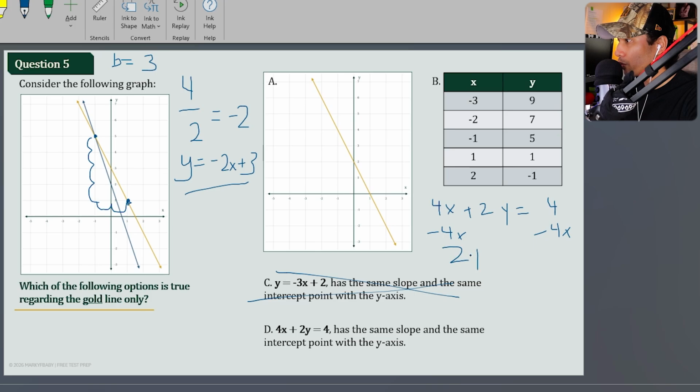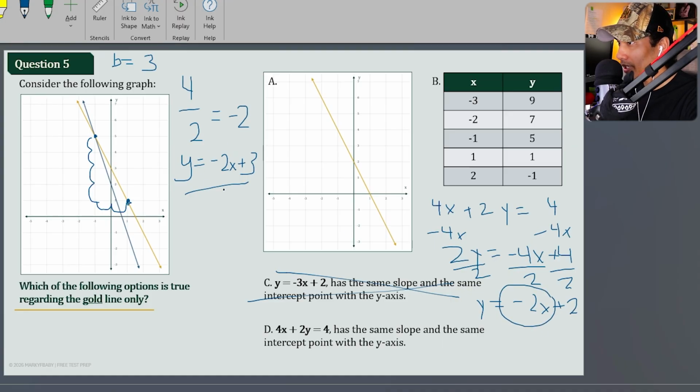That gives me 2y equaling -4x plus 4. Divide everything by 2. That gives me y is equal to -2x plus 2. Almost had it there because our slope is -2 and our slope here is -2. However, our y-intercept is at 2 for answer choice D, and our y-intercept for sure is at 3. Okay, so I would eliminate this.